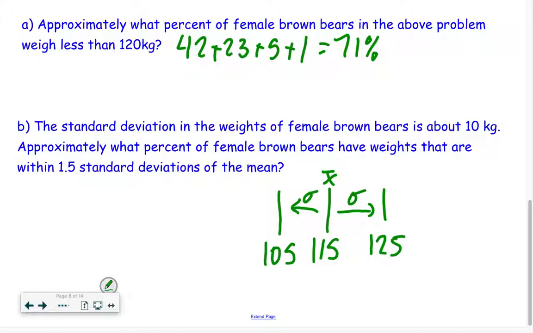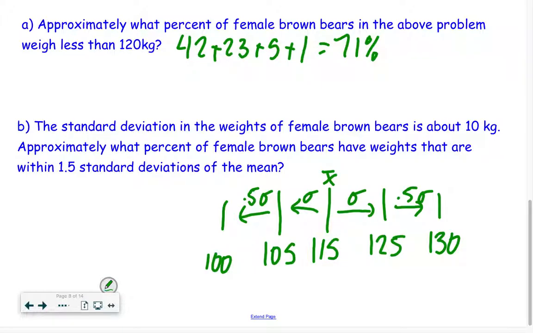Now I need to be within 1.5 standard deviations. So I went 1 away, so now I have to go 0.5 away. Okay. So this time we're only taking 0.5 of our standard deviations. Our deviation's 10, so 0.5 would be 5. So my low number will be 100. My high number will be 130. Okay. Questions with that part?